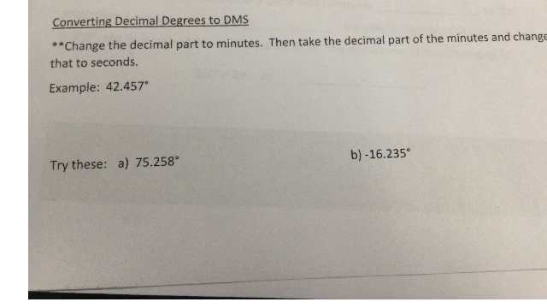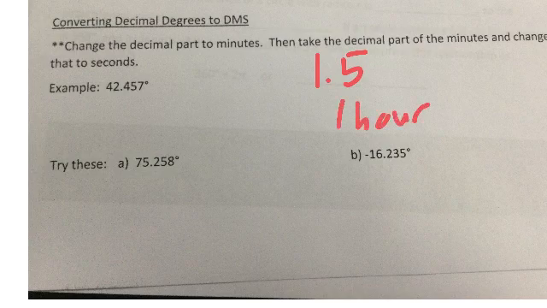Okay, so again, let's go back to an hour really quickly. So what if I had 1.5 hours? We know that is what? That's 1 hour, how many minutes? 30 minutes. Do you know how to get from 0.5 to 30? Think about it. Multiply the decimal part by 60. And that will give us how many minutes there were left over. Same idea here with the 42.457.